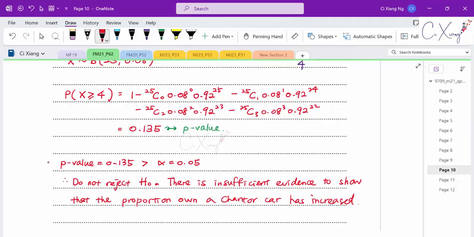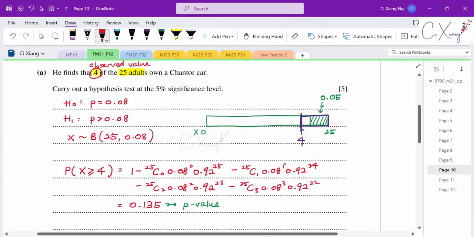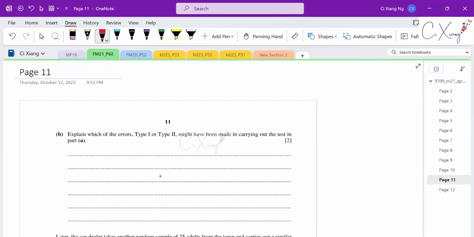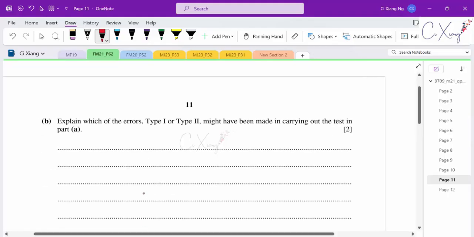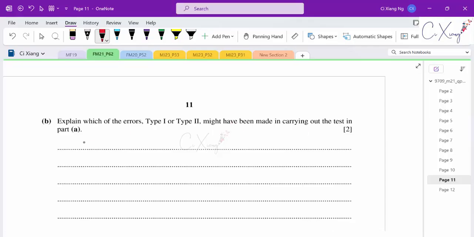Okay, so again, don't draw this graph. This is for reference only, but it is not the correct graph. Alright. Okay, so we can proceed to part number B. For part number B, they're asking: explain which of the error, type 1 or type 2, might have been made in carrying out the test in part A.